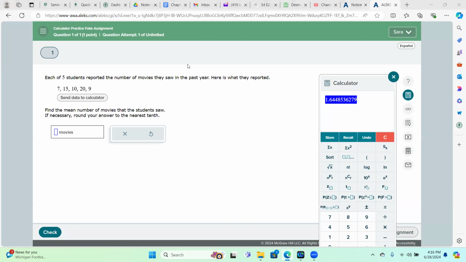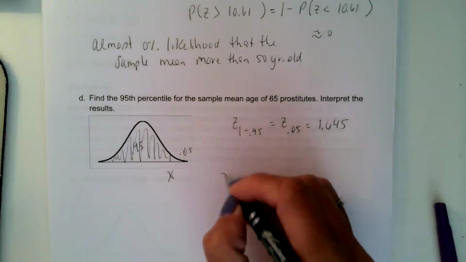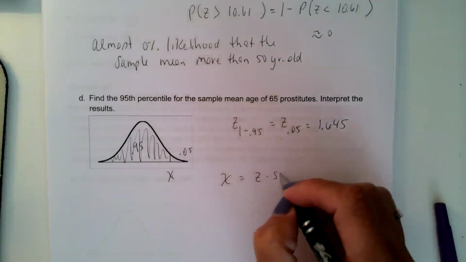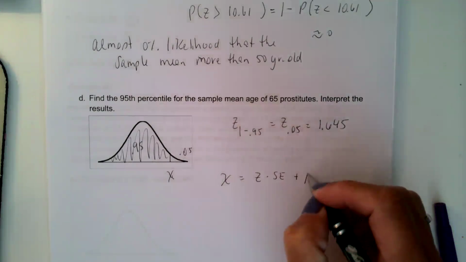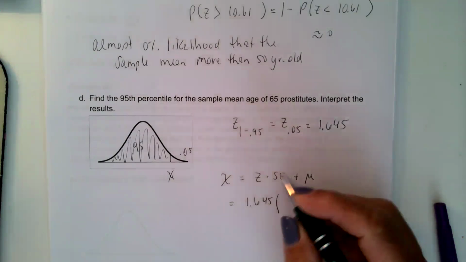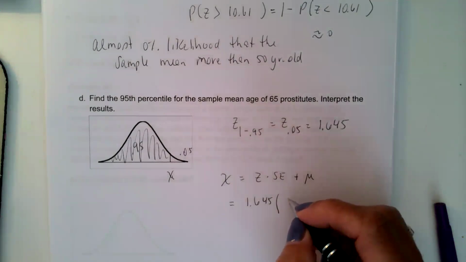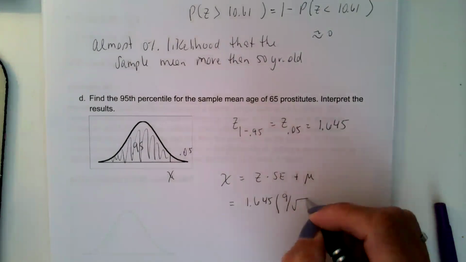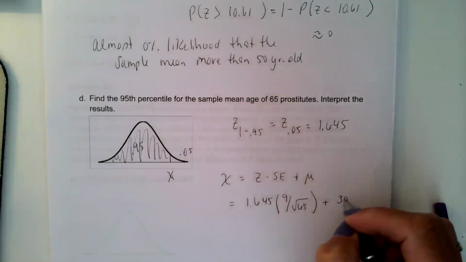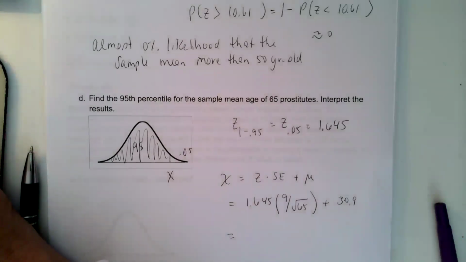So let's go back to our paper. You have to remember how to do this, right? So if we go back to our notes and we want to find an X value, the X value is going to be the Z score times the standard error or the standard deviation plus the mean. So we have 1.645 times the standard deviation of 9 divided by the sample size of 65 plus the mean of 30.9. So let's go back and do that in Alex.